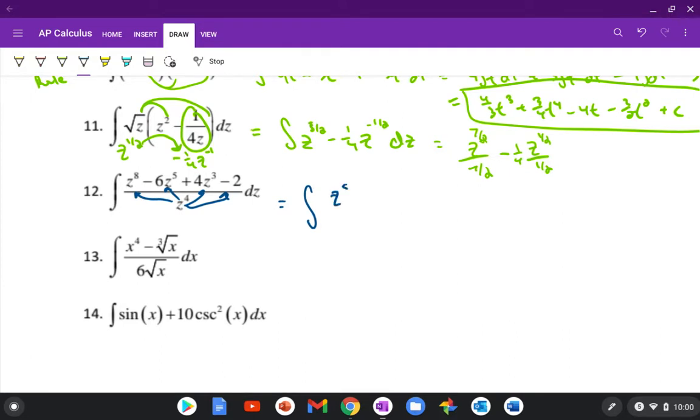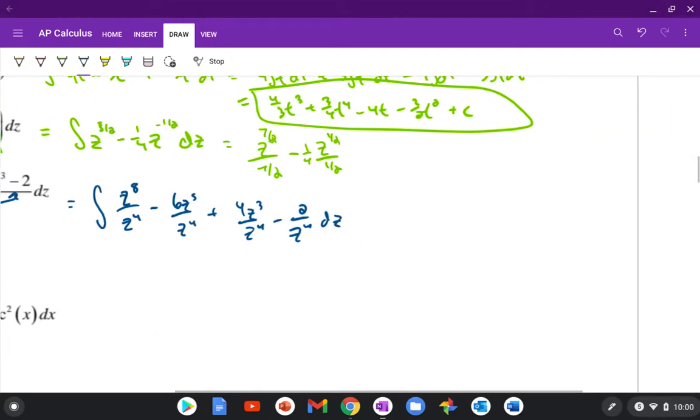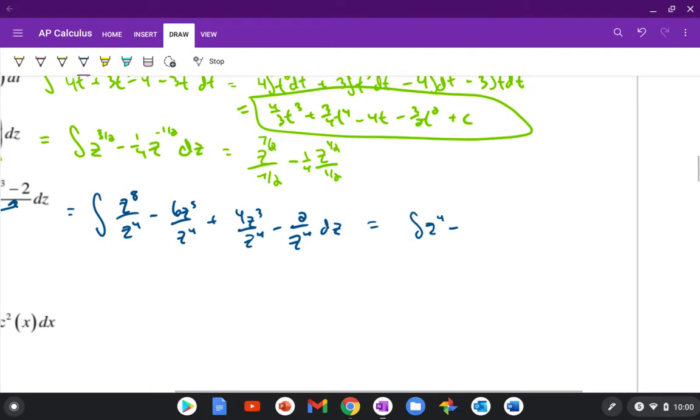So what you want to do is write this as z to the 8th over z to the 4th minus 6z to the 5th over z to the 4th plus 4z to the 3rd over z to the 4th minus 2 over z to the 4th dz. And then we'll simplify each of these individually. So we get the integral of just z to the 4th minus 6z plus 4z to the negative 1 minus 2z to the negative 4 dz. So we just subtract the exponents, and then we could go ahead and evaluate it from there.